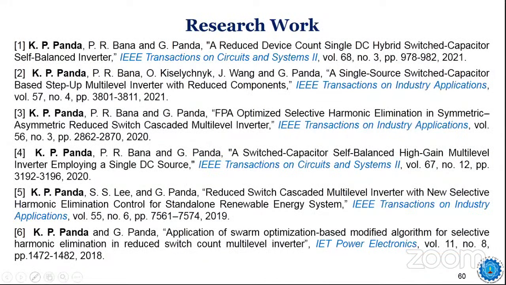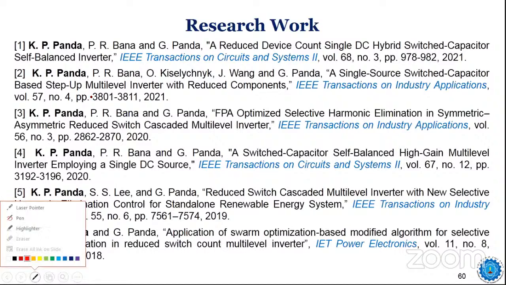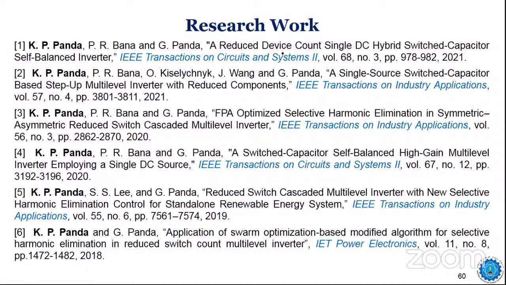And these are some of the papers I can suggest, if you are interested, you can follow. This year only, starting this year, we have published these two papers, which are both switched capacitor type. This is another paper, which is again switched capacitor type, a self-balanced high gain multi-level inverter.